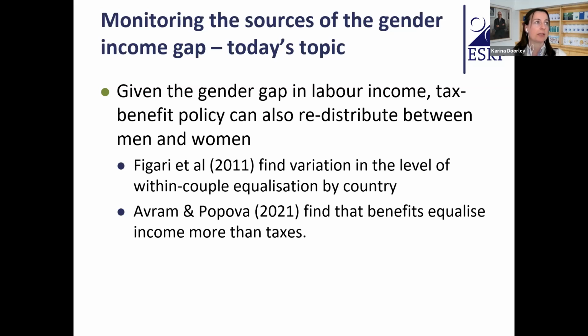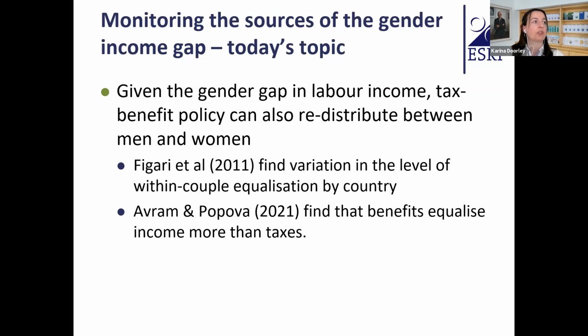So the idea here is that given that there is a gender gap in labour income, tax benefit policy, apart from targeting the sources of this gender income gap, can also simply redistribute between men and women so that the gender gap in disposable income is less than the gender gap in market income. And because tax benefit systems tend to be progressive, most tax benefit systems are doing this anyway.